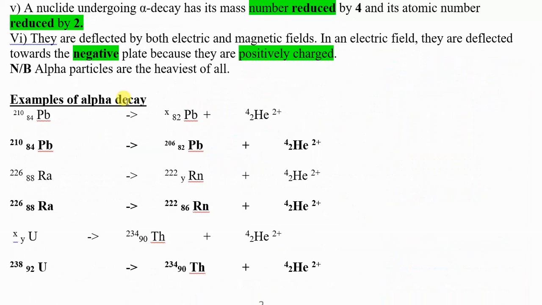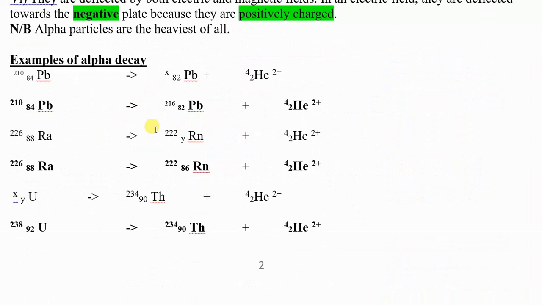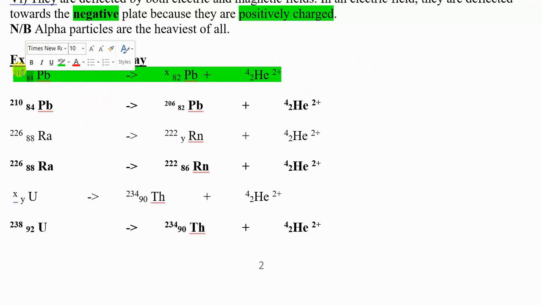So there are some examples for alpha decay. I want just to do one example for you so that you can see what we are saying. This one we call a nuclear equation, a nuclear reaction. As you can see, the atomic number is 84 and the mass number is 210. After undergoing alpha decay, the mass number is X and the atomic number is 82.